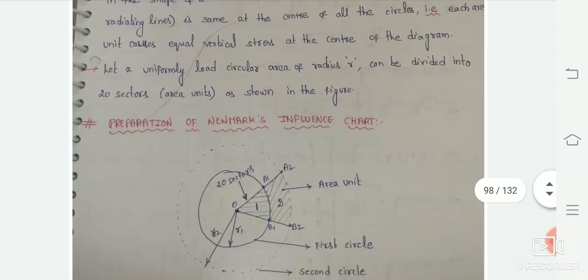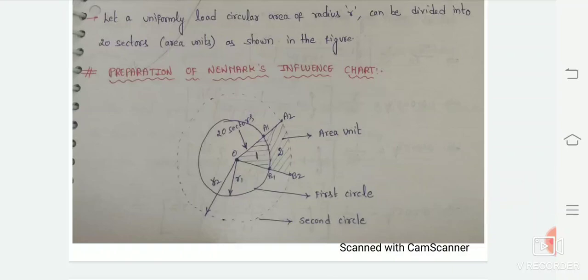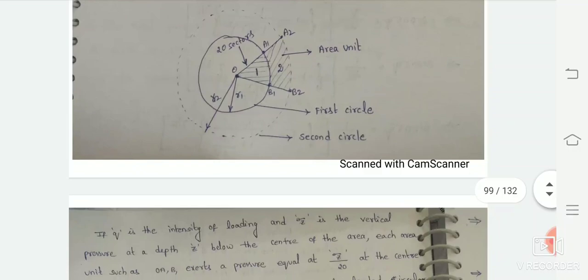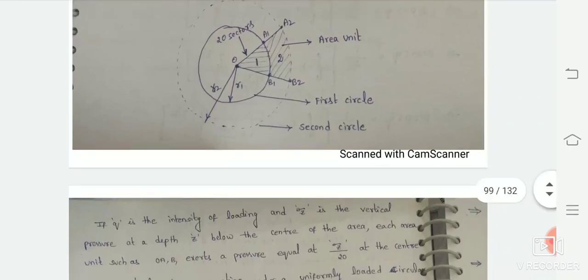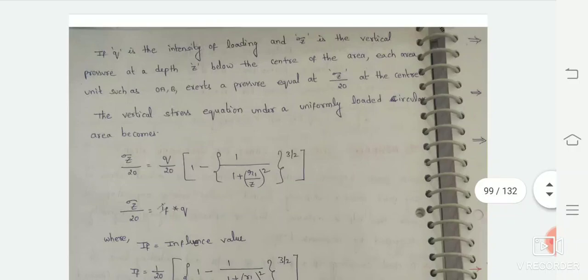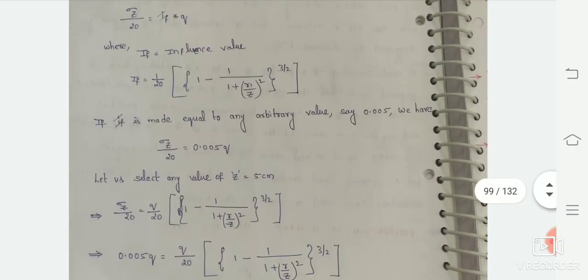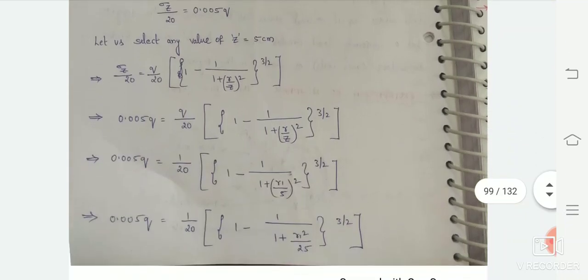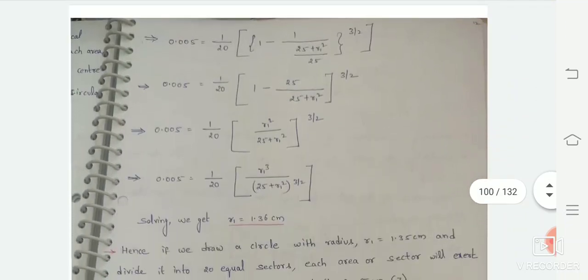As you can see in the picture, the preparation is done for the Newmark chart. It can be taken into 20 sectors here. So if q is the intensity of pressure taken at a depth at the center of the area, so that the circle is loaded with pressure equally. The vertical stresses uniformly distributed for this also become an influence factor. That means the influence factor here for selecting all these Newmark's influence.